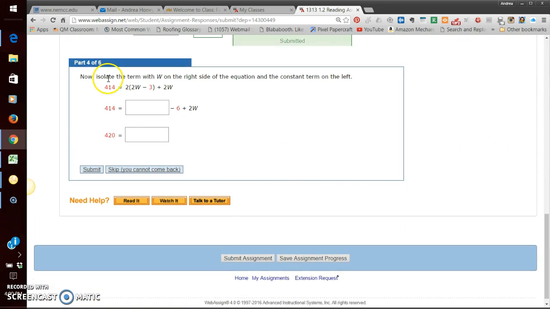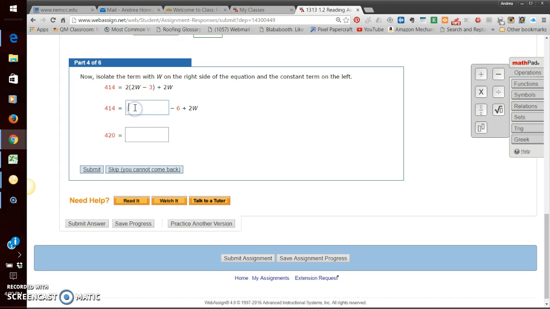Alright, now we're going to go through a couple more of the steps. Isolate the term with W on the right side of the equation and the constant term on the left. Be sure you're paying close attention to what's actually given here and what you're going to have to type in. So I've got the 414. I need to distribute the 2 times 2W, which gives me 4W. And then they've already done the 2 times negative 3 to get this negative 6, and they have the 2W on this side as well.